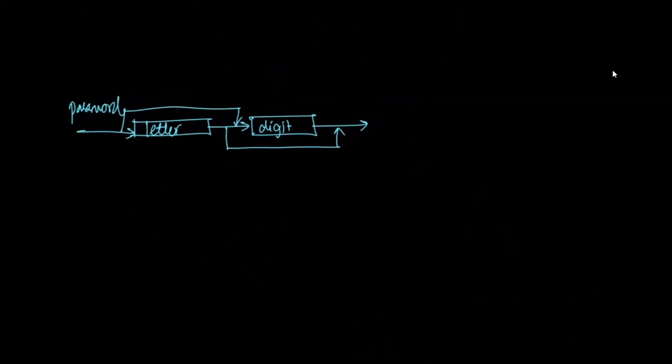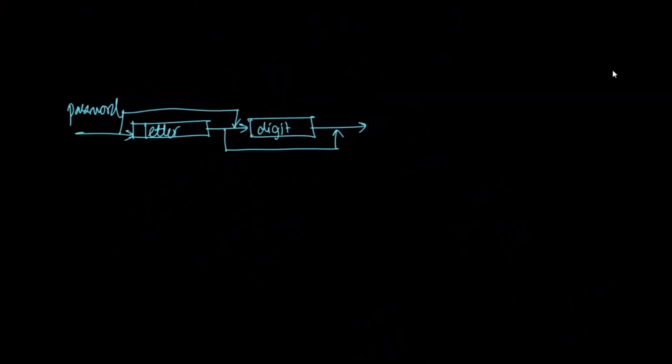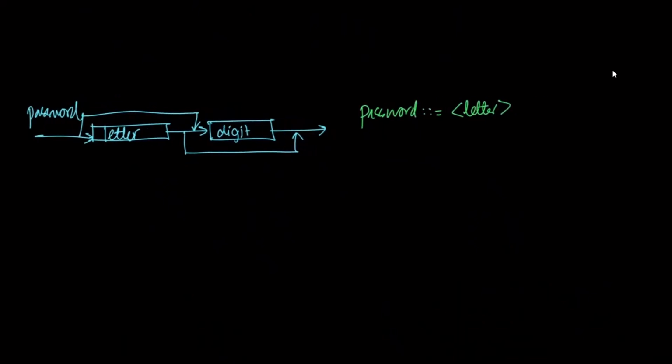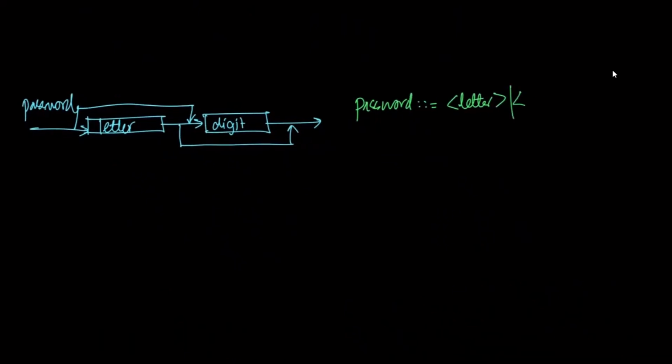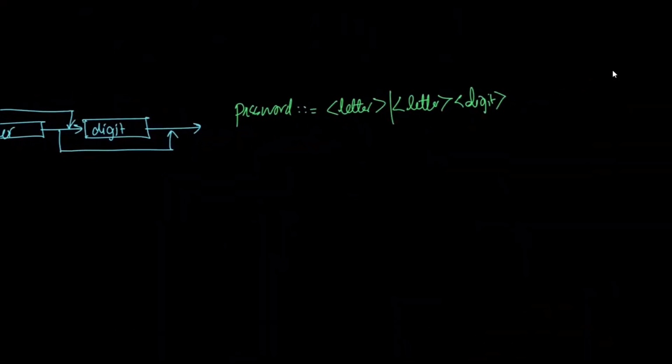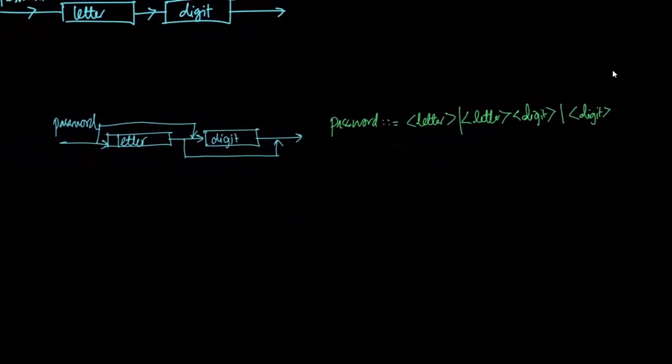To represent this in Backus-Naur form, we can go ahead and use the following format. Password colon equals could just be a letter, or this could be letter digit, or this could be just a digit. So digit. And there you've got a defined Backus-Naur form.